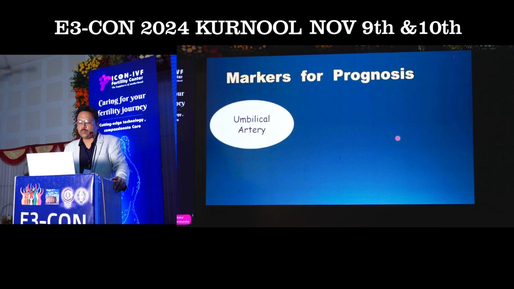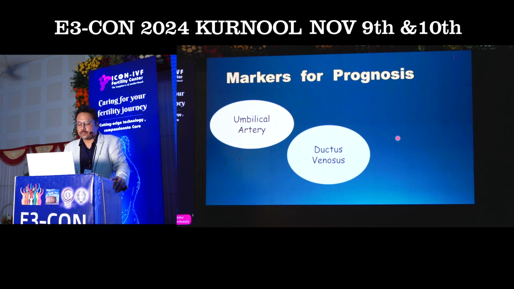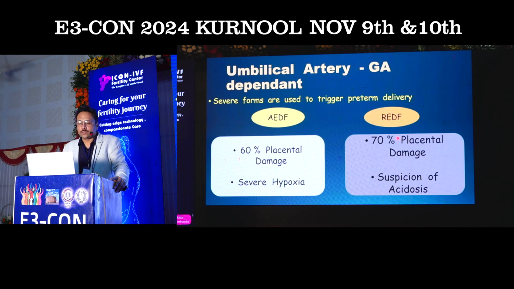So what are the markers of prognosis? Umbilical artery, ductus venosus, and aortic isthmus. So umbilical artery severe forms are used to trigger delivery. When 60% placental damage is there, it is associated with absent end-diastolic flow. It indicates severe hypoxia. Reverse end-diastolic flow tells you about 70% placental damage. It tells you about suspicion of acidosis.